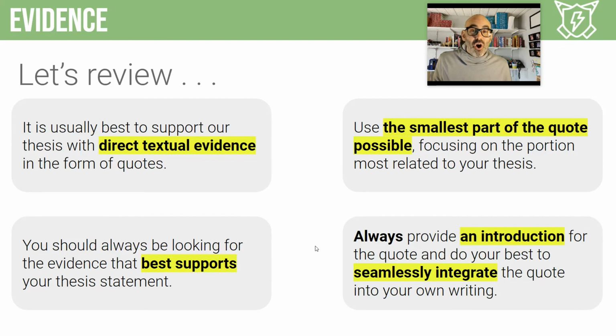And then lastly, always provide an introduction for your quote. Don't drop your quote there by itself. Nobody needs to do that. That's mean to do to that quote. It needs to be introduced. Imagine that you were introducing a stranger to your friends and you just left them there all by themselves and didn't take them over and say, hey, this is my friend Carl. Carl's going to feel lonely over there if you don't introduce him. Same with your quotes. And then do your best to seamlessly integrate that quote into your writing. Try to keep it from being super choppy where you're like, introduction, quote, context. Make it all blend together.